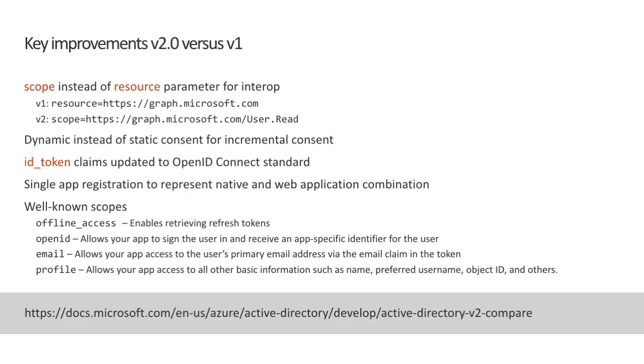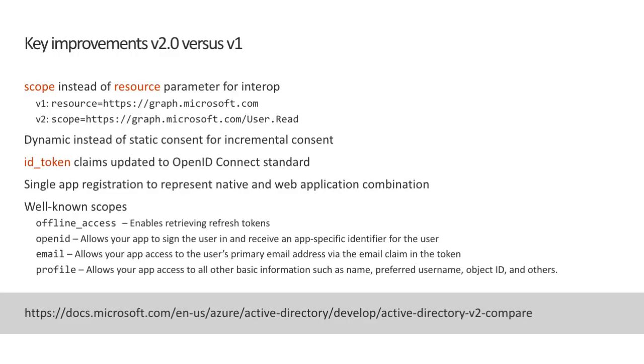In the past, if you needed a client app, single page app, a web app, and a web API, you had to create multiple registrations and wire up the relationships between each one of them. But the Azure AD V2 endpoint now enables one registration across a single logical application. We also have access to some well-known scopes. So you have things like offline access. That's going to enable us to retrieve refresh tokens.